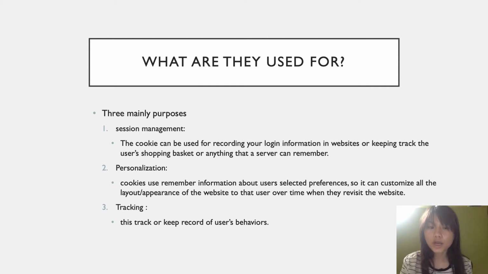The third one is tracking. This keeps a record of users' behaviors. For example, many online retailers use cookies to keep a record of the items the user previously viewed. This allows the site to suggest other items they may like.